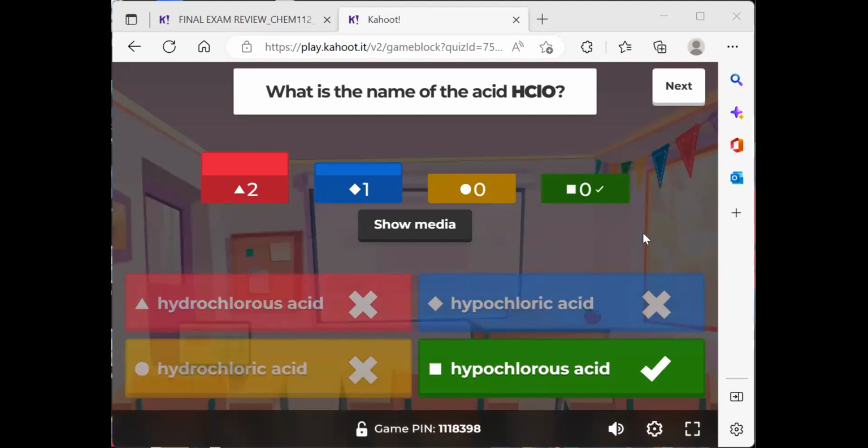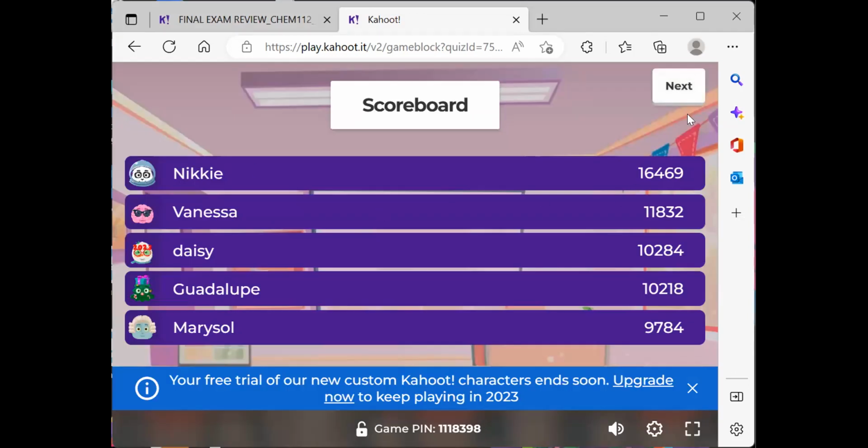So make sure that you review how to name acids. This is an oxyacid that is produced from the polyatomic ion hypochlorite. So when it comes to the chemical formula, understand that we're just changing the ending "ite" to "ous acid."